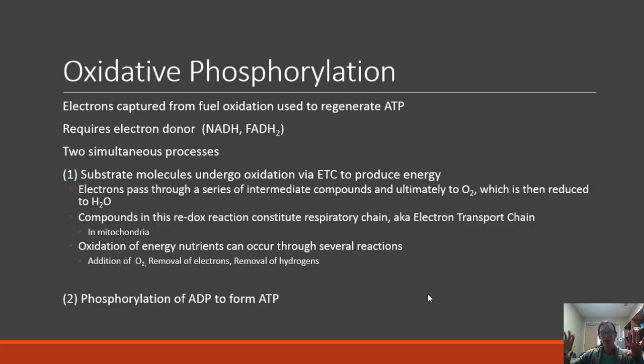So when the electrons go through this series of carriers on the electron transport chain, it's going to create an energy gradient, and we'll talk about why. That energy gradient is going to power the phosphorylation from ADP to ATP. That's what oxidative phosphorylation is.